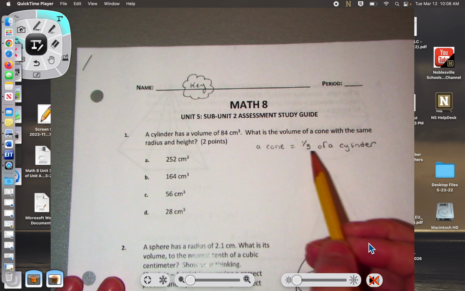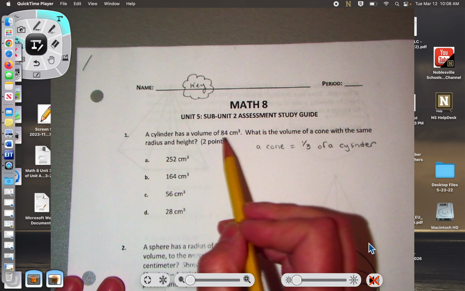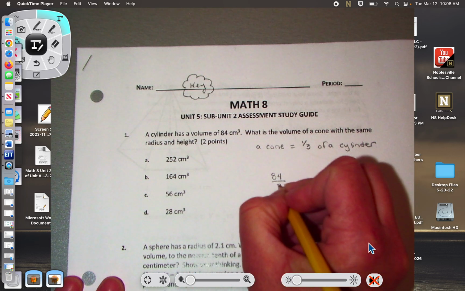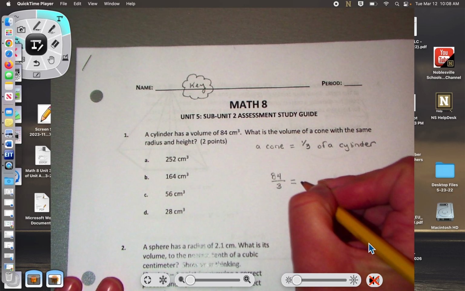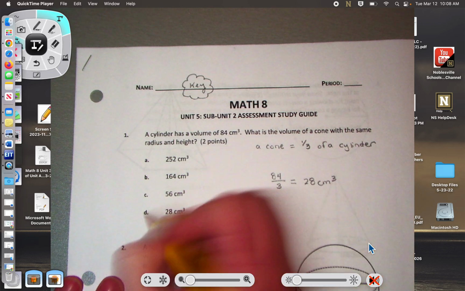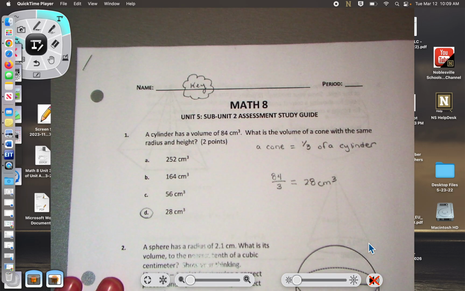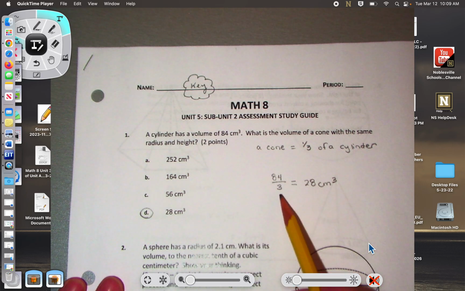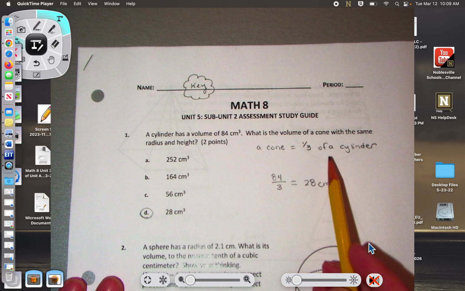So if a cone is 1/3 and we know the volume of the cylinder, well then we would just take 84 and divide it by 3. And when we do that, we would get 28 centimeters cubed, and we have that answer right there. So I took the volume that was given and I divided it by 3 because I know that 3 cones makes up a cylinder.